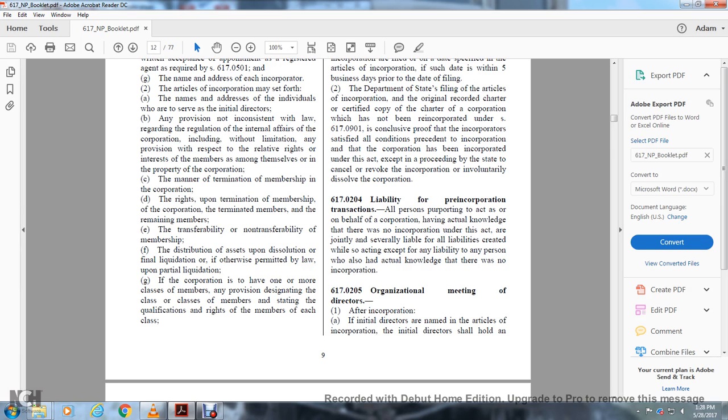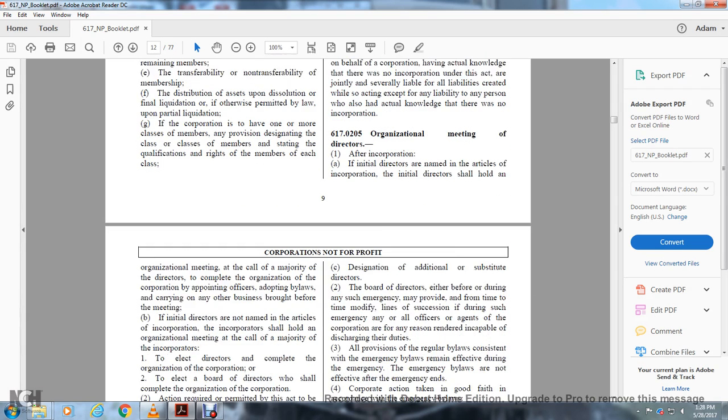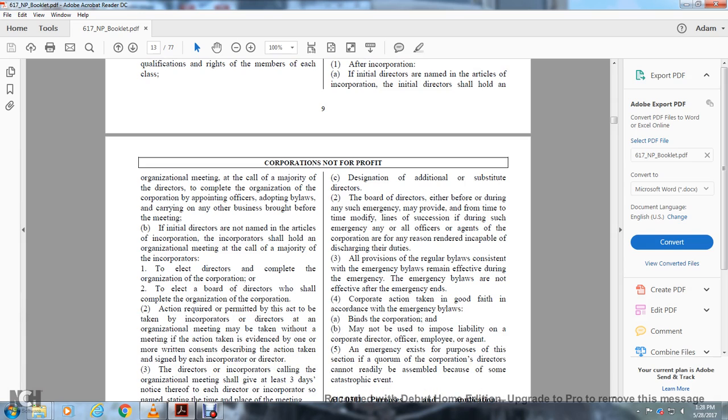617.0205 Organizational meeting of the directors. After incorporation, if initial directors are named in the articles of incorporation, the initial directors shall hold an organizational meeting at the call of a majority of the directors to complete the organization of the corporation by appointing officers, adopting bylaws, and carrying on any other business brought before the meeting. If the initial directors are not named in the articles of incorporation, the incorporators shall hold an organizational meeting at the call of a majority of the incorporators to elect directors and complete the organization of the corporation, or to elect a board of directors who shall complete the organization of the corporation.